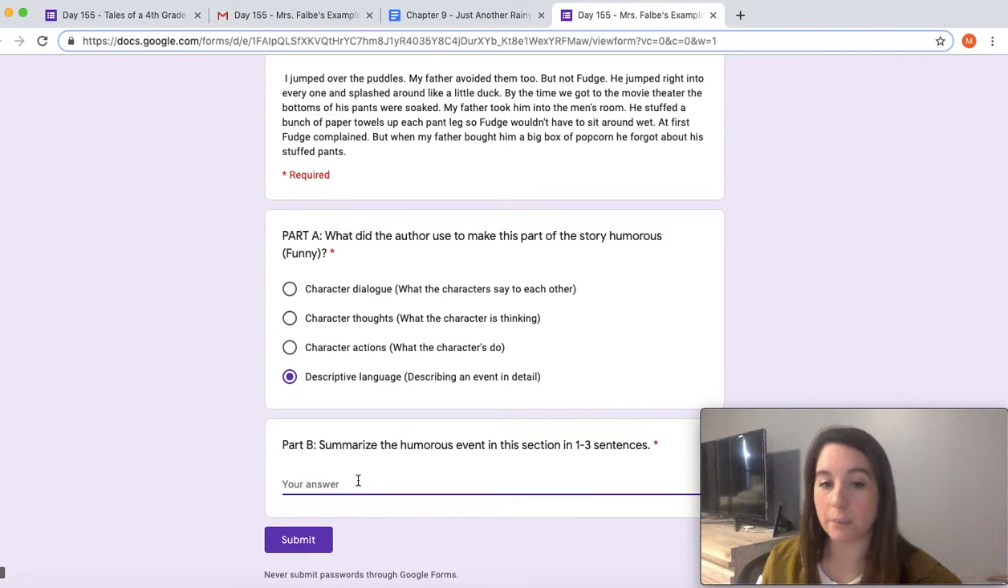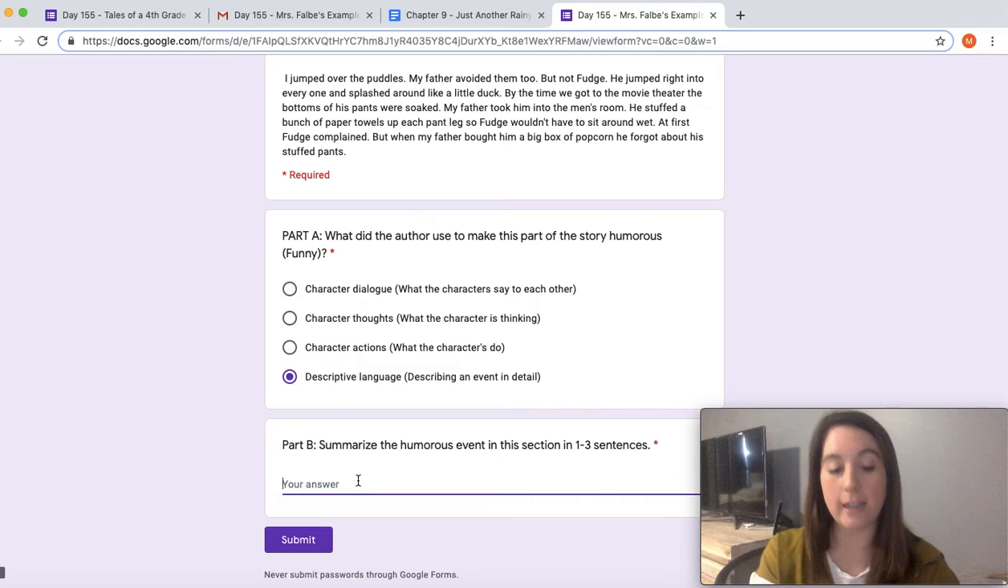Then for my summary, I'm going to explain what happened that was funny. What I'm going to say is, in this part of the story, Fudge jumped in puddles on their way to the movie theater.